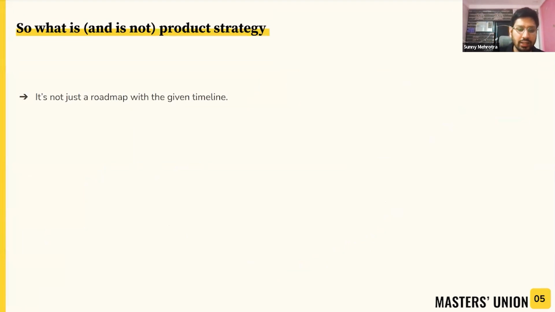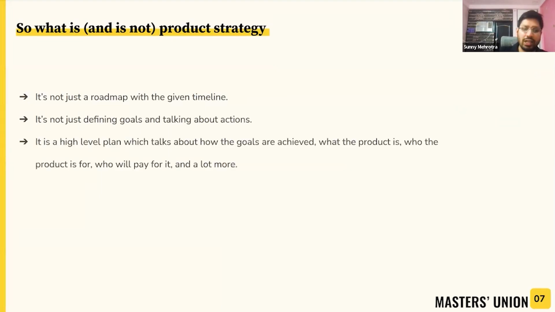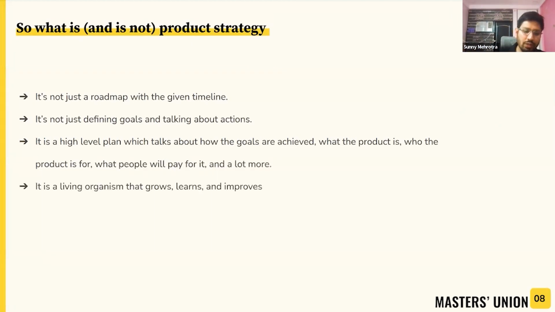We have tried discussing it in different capacities so far, but we can just go through these line items as well. So what product strategy is? It's not just a roadmap with a given timeline. As we discussed, roadmap is the second layer after strategy, which is much more detailed than a strategy. It is also not just about defining goals and talking about actions. This is again the last step where you actually execute. It is a very high level plan which talks about how the goals need to be achieved, what the product is, who the product is for, and who will pay for it. So very, very abstract in terms of what the team is chasing with that activity.